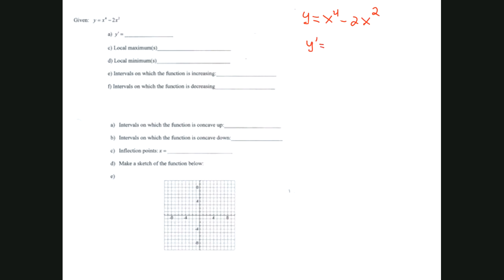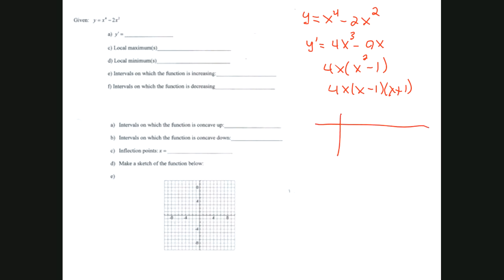Y prime, 4x to the third minus 4x. I'm going to factor out 4x. That leaves me with x squared minus 1. This factors to x minus 1, x plus 1. Okay, so now if I was going to do my first derivative test, I'd have, let's see here, 0, 1, and negative 1. So I've got negative infinity to negative 1, negative 1 to 0.